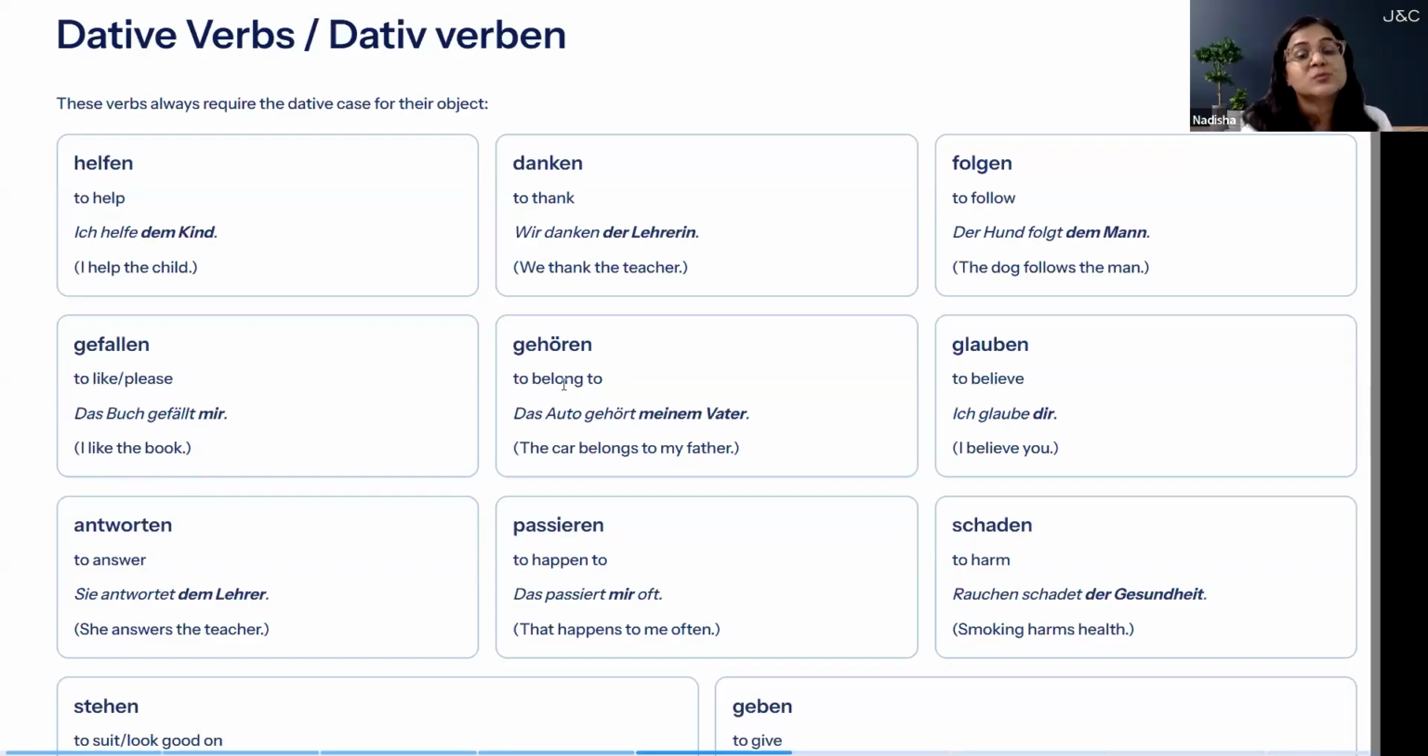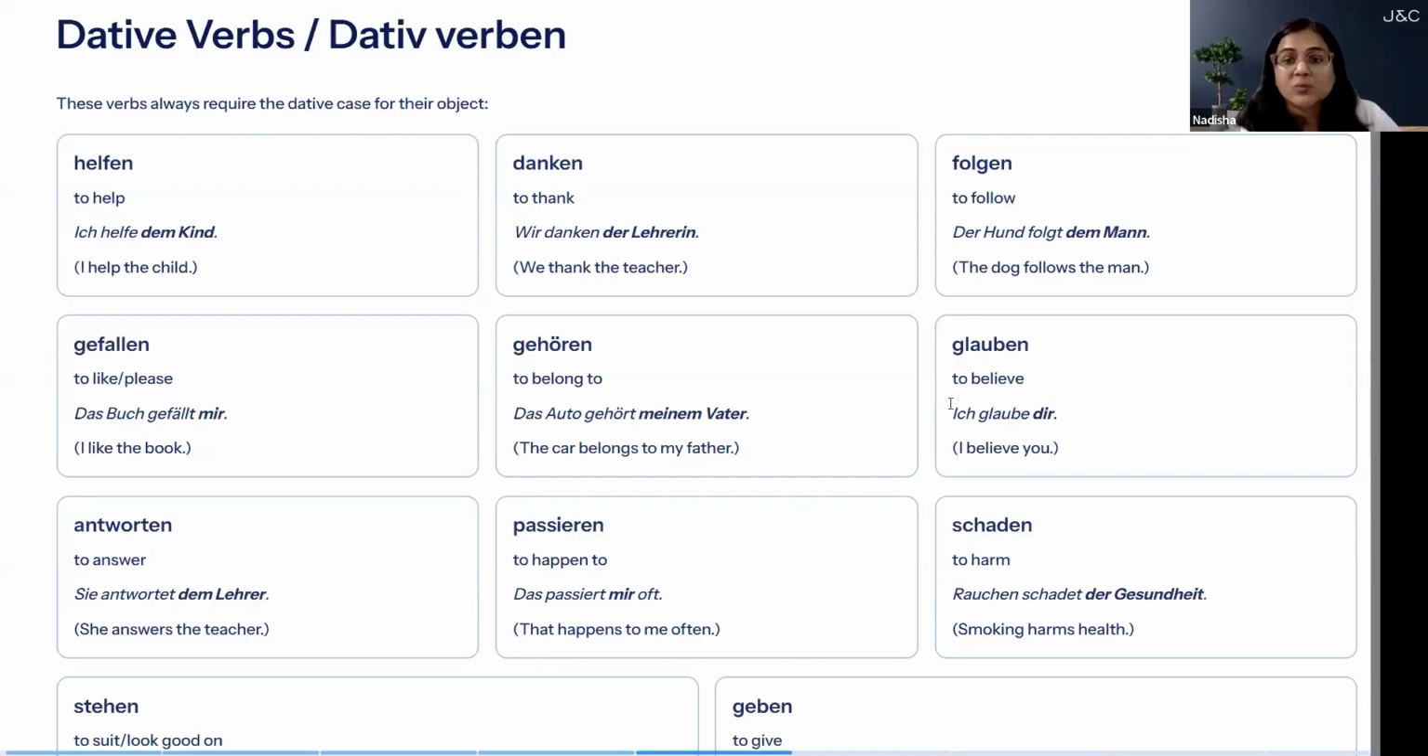Next is gehören, which means to belong. To whom does something belong? Something or someone. Das Auto gehört meinem Vater. To whom? To my father. So this is dative case. It is fulfilling the dative condition and there is a dative verb in this sentence.